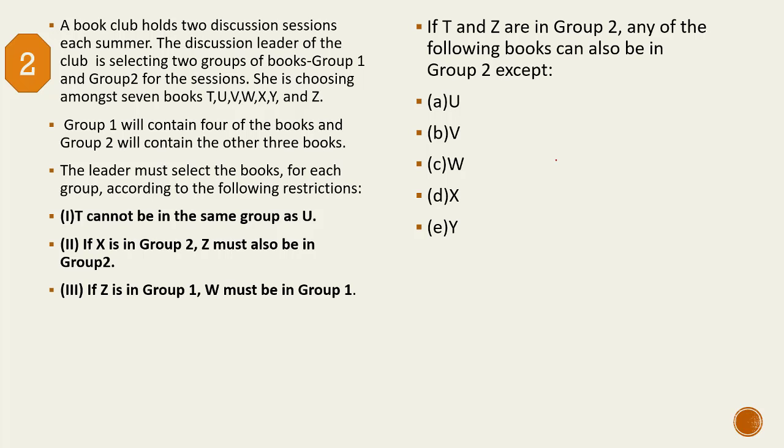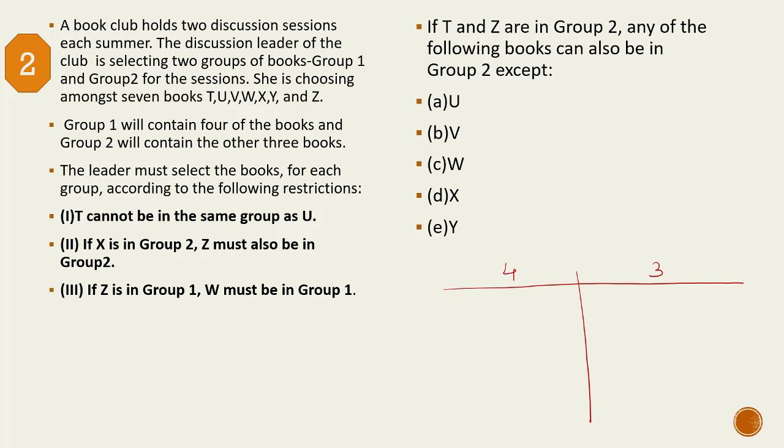Now in this question, a book club holds 2 discussion sessions each summer. The discussion leader of the club is selecting 2 groups of books, group 1 and group 2, and there are 7 books which have to be divided in 2 groups. And we have been given that group 1 will have 4 of the books and group 2 will have 3 of the books. And there are certain conditions.